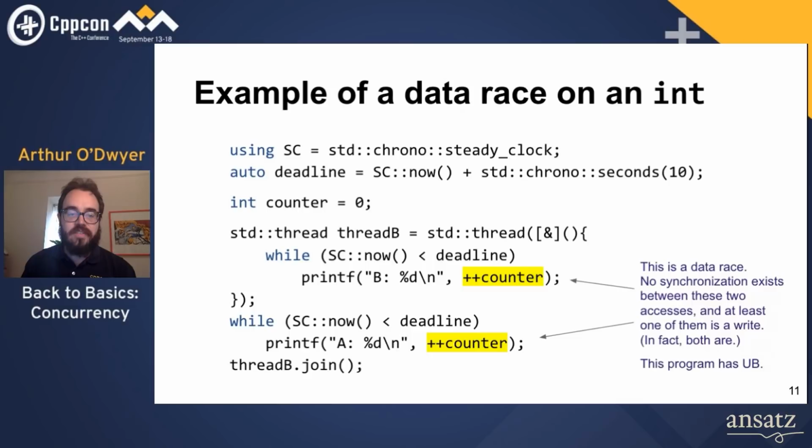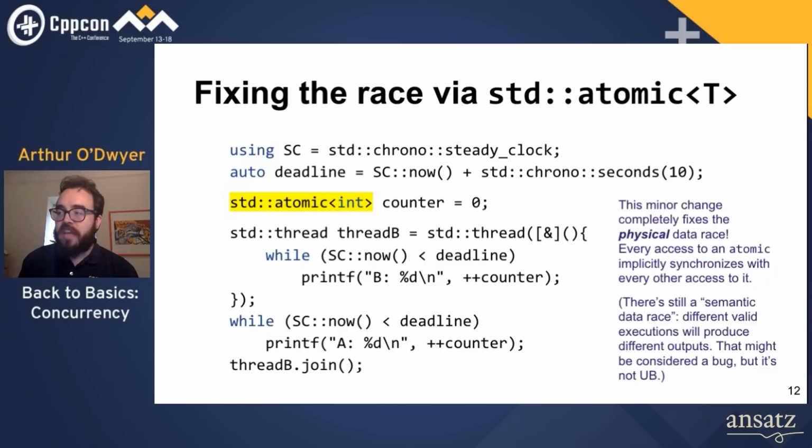We can fix this using the standard library type std::atomic, which is a template. So std::atomic of int makes me an atomic int. You can make a std::atomic of any trivial data type. So, you know, ints, pointers, even floats, I think you can make an atomic float. And this minor change completely fixes that physical data race that we had, because by definition, according to the standard, every access to an atomic variable implicitly synchronizes with every other access.